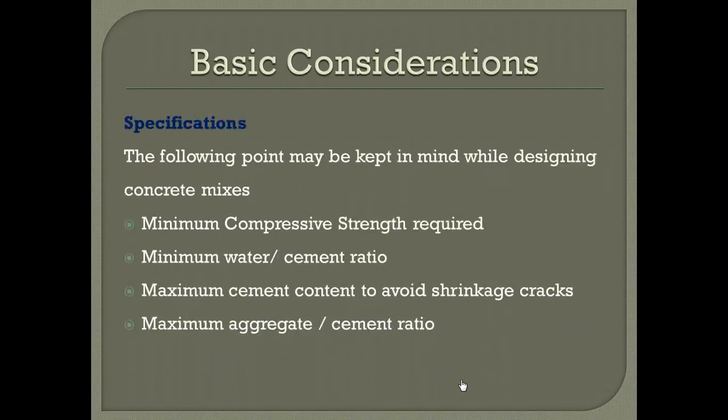Next is specification. The following points should be kept in mind while designing concrete mixes. That is, minimum compressive strength required, as already told. It is a basic requirement. Minimum water cement ratio, and maximum water cement ratio also is required, and maximum cement content and maximum aggregate to cement ratio. These are the specifications which are given in the code book, that is IS 456 2000. What should be the minimum compressive strength for a particular grade, what should be the maximum and minimum water cement ratio, all these specification details are given in the code book, that is IS 456 2000.